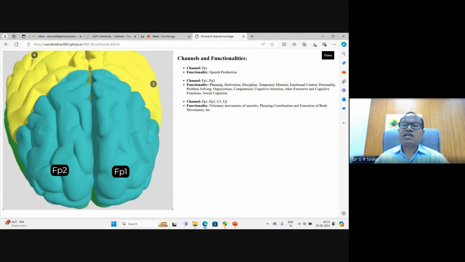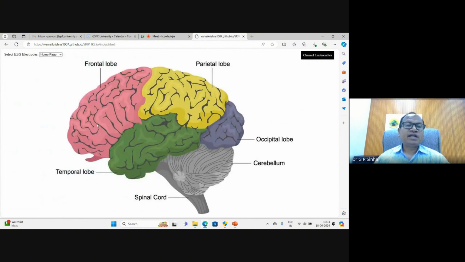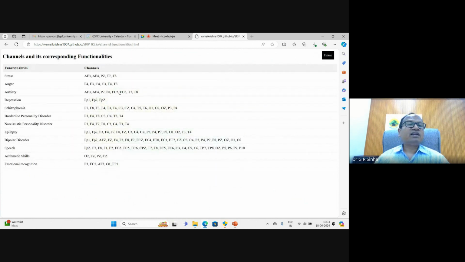FP1, FP2, C3 and C4 can be used to study movement of muscles, planning and coordination, and movement related ability. When you are interested to study about problem solving ability, emotional control ability, then FP1 and FP2 can be used. Suppose you are interested to study about occipital. Look at here, occipital. So when you go to the occipital, then these are all complete channel functionality.